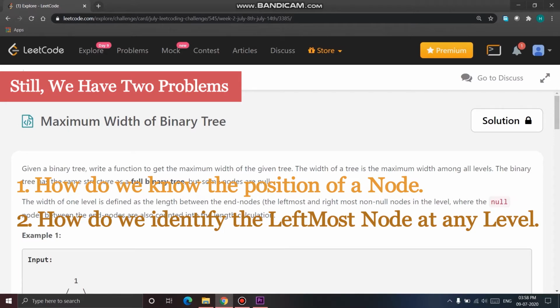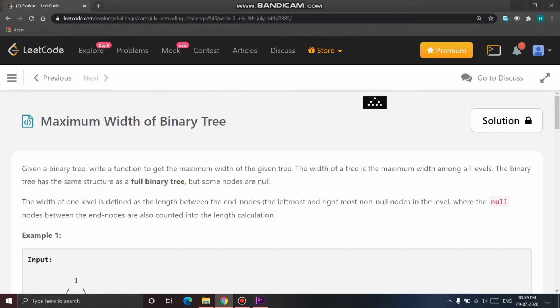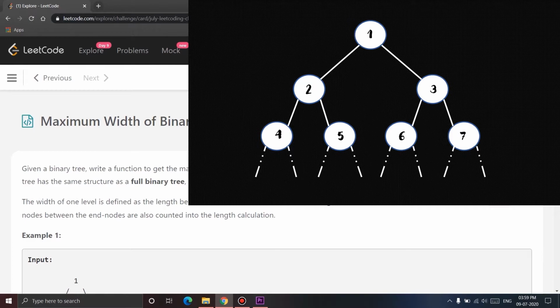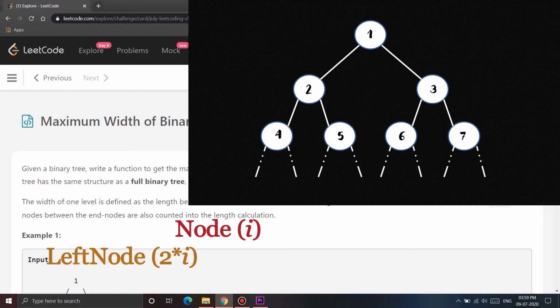To know the position of a node, we must know the array representation of a binary tree. So, if we were to represent nodes of a binary tree as an array, then for any node at index i, its left child can be found at index 2i and its right child can be found at the index 2i plus 1. For example, consider a binary tree which represents values from 1 to 11.